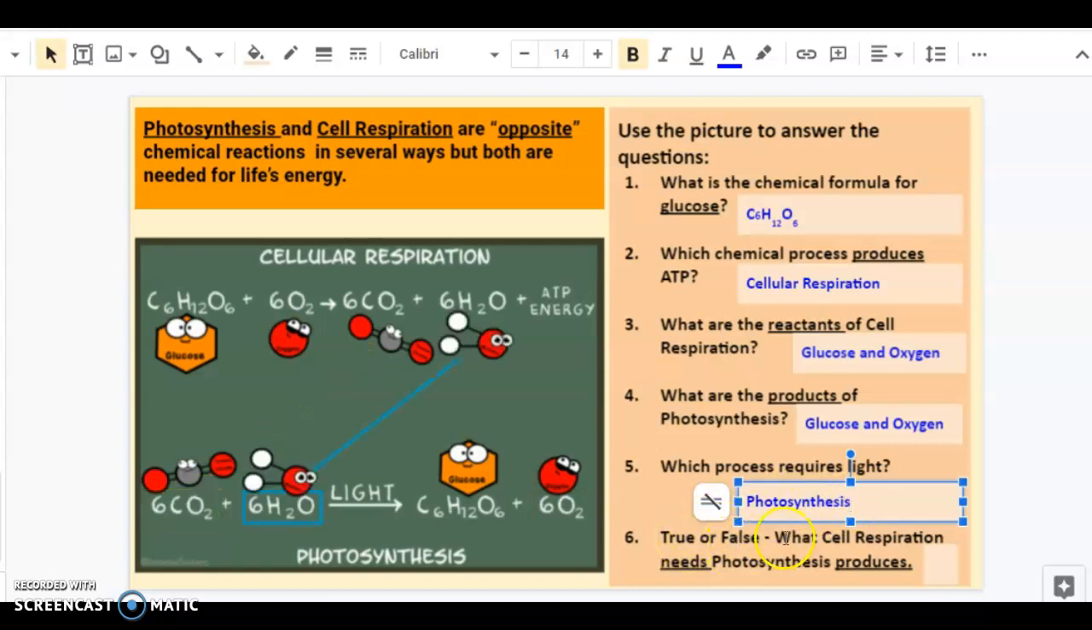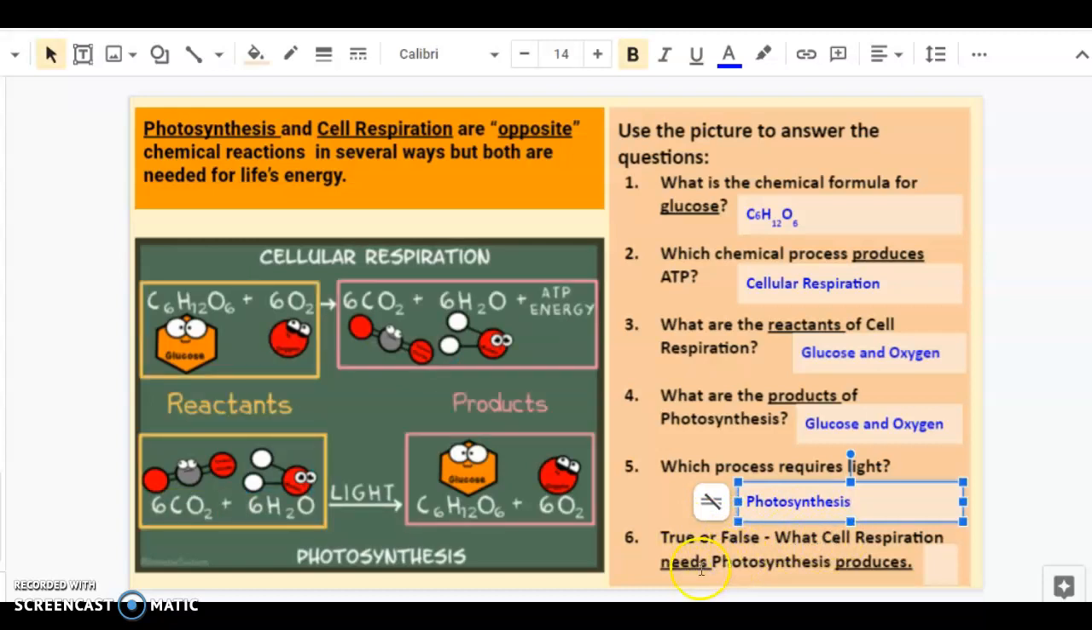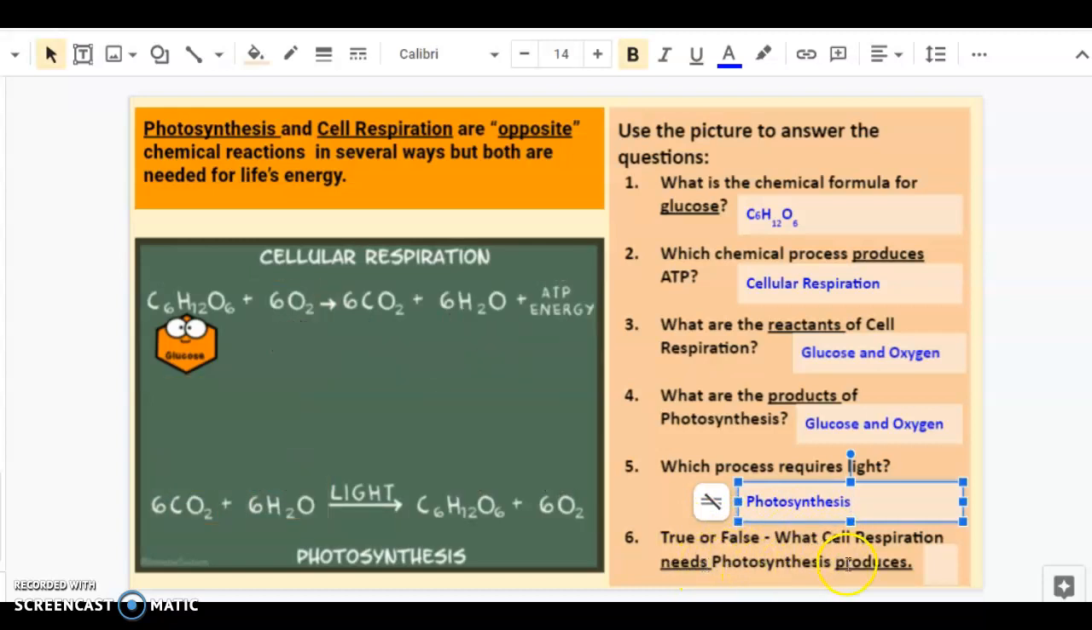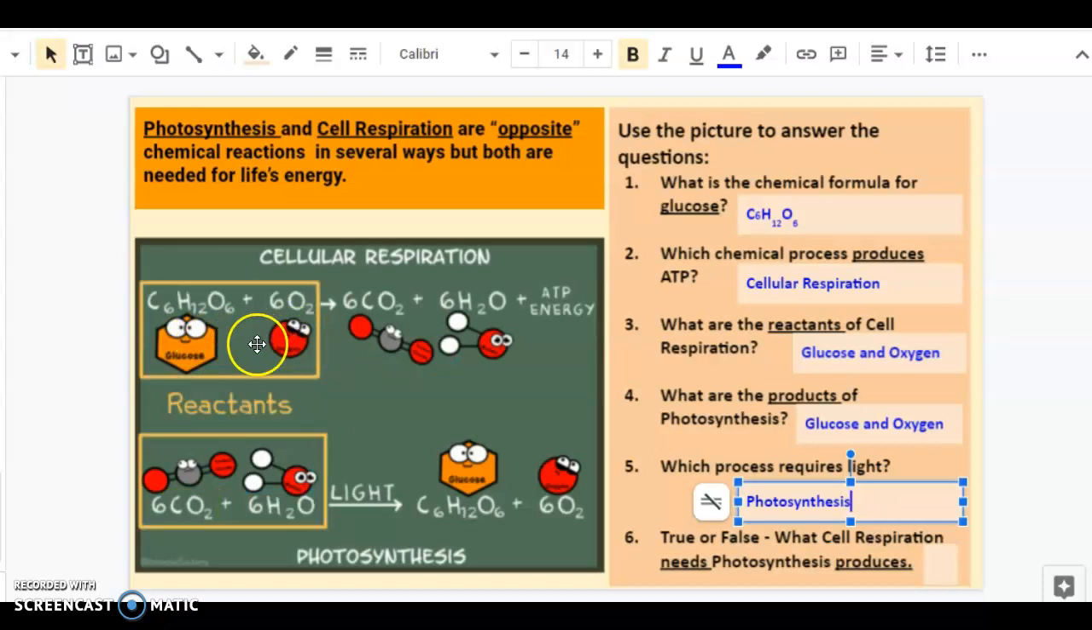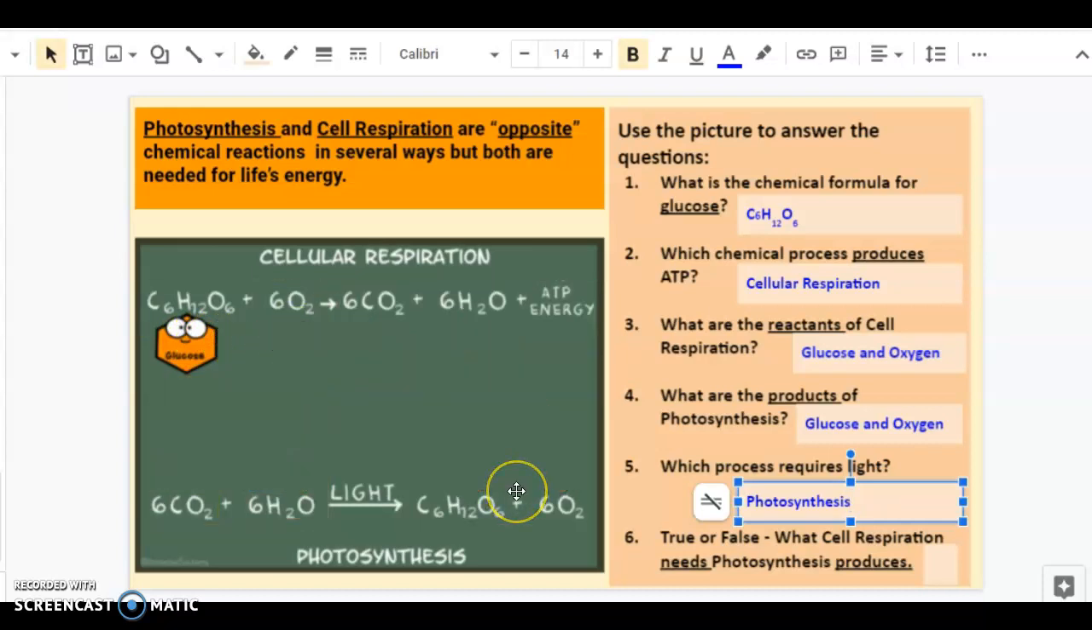True or false? What cell respiration needs, photosynthesis produces. Well, if it needs it, that means it's going to have to start with it. It's a reactant. So are the reactants in respiration, which is glucose and oxygen, the things that photosynthesis produces? And you can see here, in fact, that's exactly true.